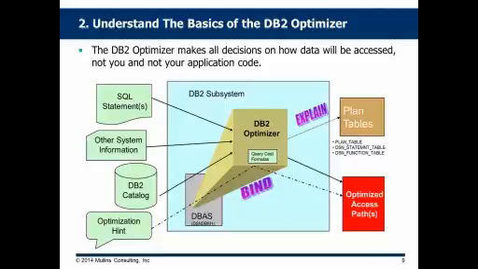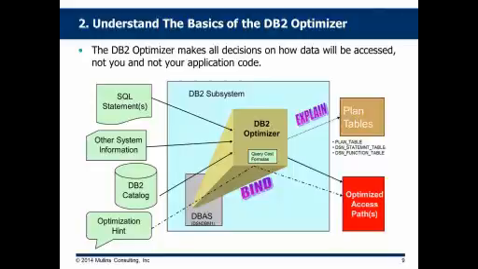So what we have here in the middle is the optimizer. On the left-hand side is all the stuff being read into the optimizer: your SQL statement or statements, the DB2 catalog, statistics that have been gathered by RUNSTATS, other system information, what type of processor you are running on, how much memory you have allocated to buffer pools, and so on, and possibly a hint. All this gets read into the DB2 Optimizer.